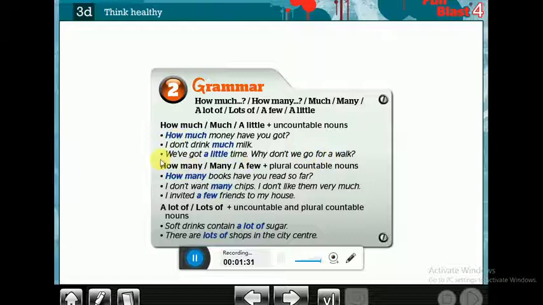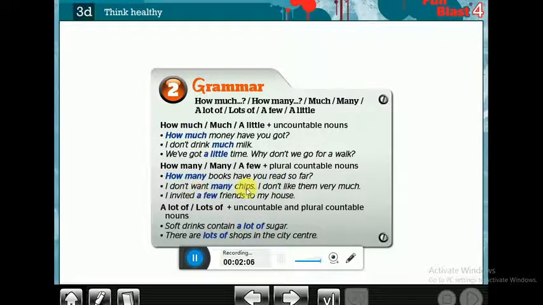Well, vice versa. How many? How many, many, and a few are followed by plural countable nouns. The plural countable nouns such as books, pens, students can take a or an before them. I can say a pen, I can say a book. So I can make the plural of these nouns. They all come after how many. I can say how many books have you read so far.